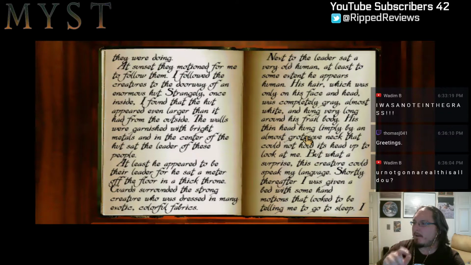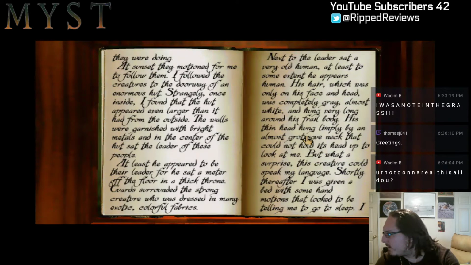Now that's Harry Potter stuff. Greetings, Thomas J41. You're not gonna read all this out loud, or do you? I'm gonna read it. I've got to figure out how to play this game. I've never actually gone through it, so I am gonna read it all.